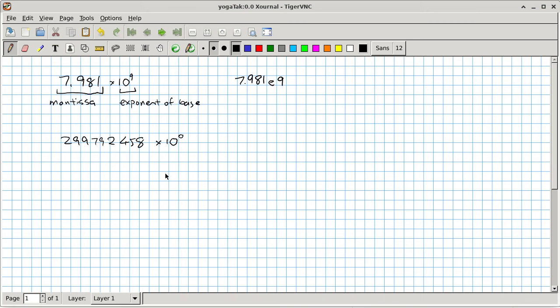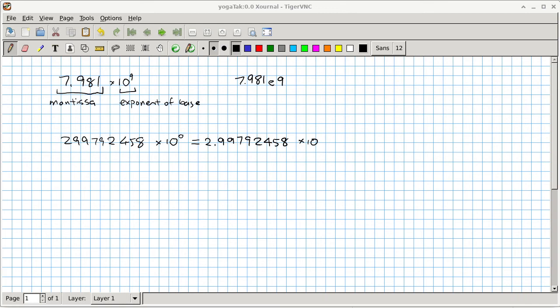Let me pose the question like this. I want this equality to hold. I want one side to be 2.99792458, but what do I need to do about the power of 10, the exponent of 10, in order for the equality to hold?